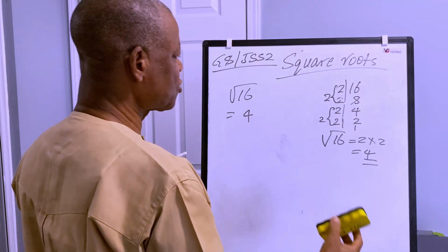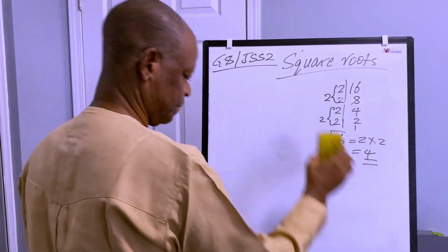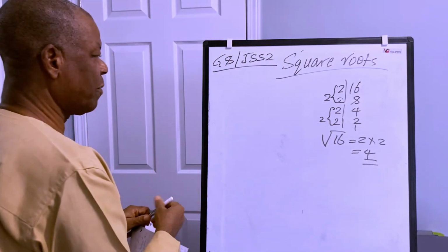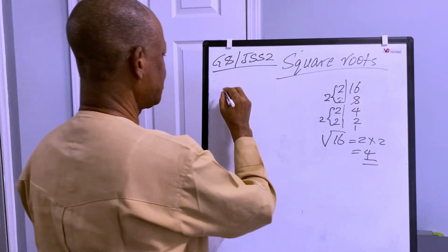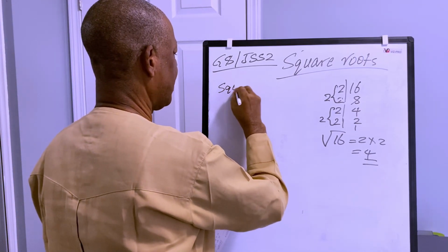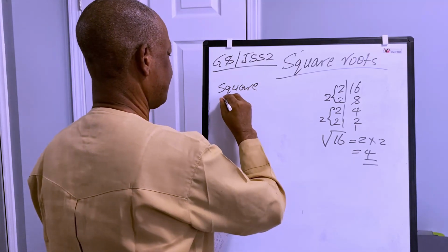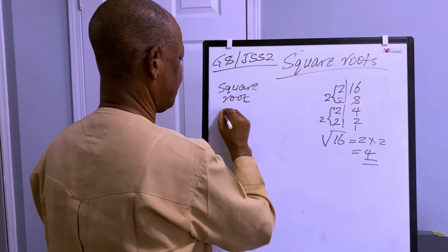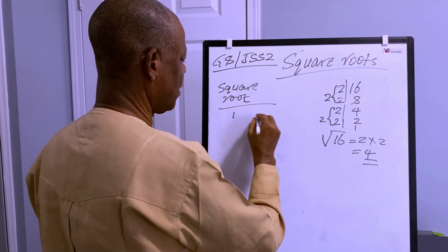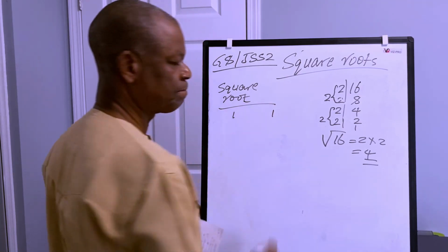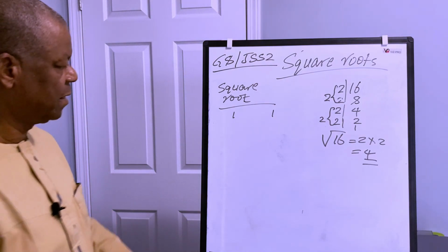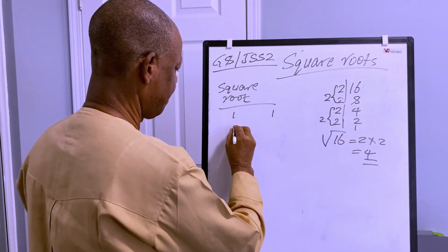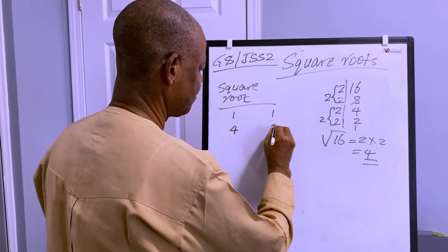Now let us find the square root of some numbers. The square root of 1 will give us 1. The square root of 4 will be 2.